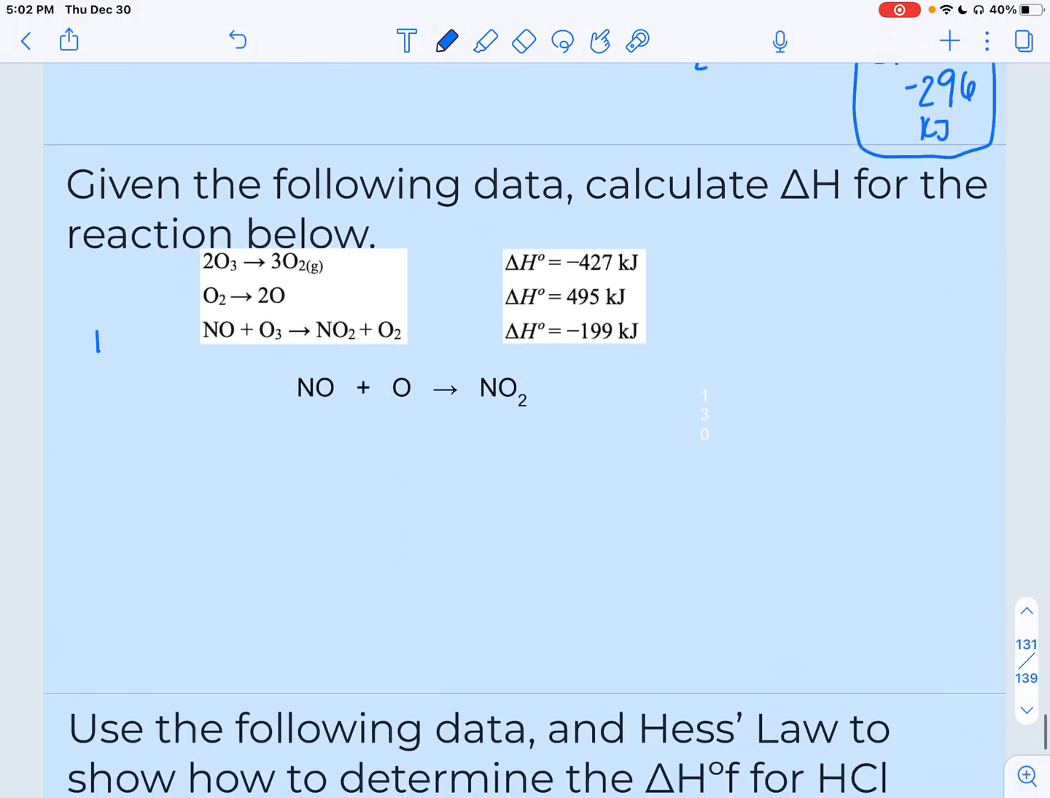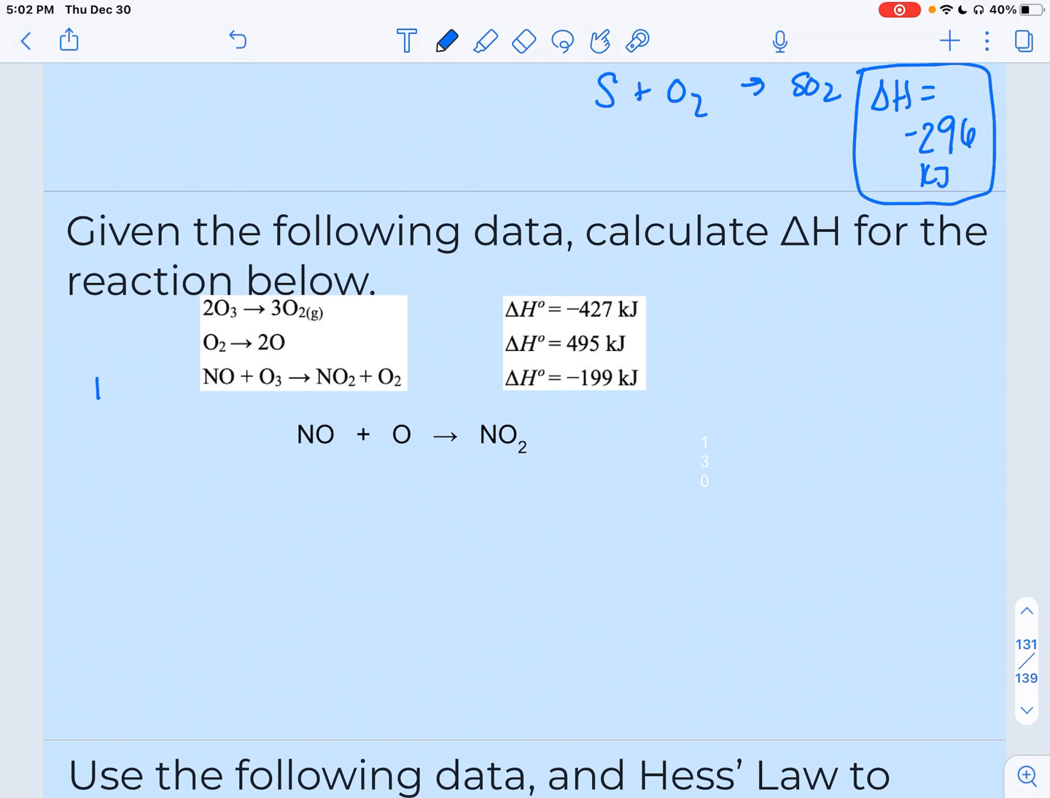All right, so here is another one. And they do give you the overall reaction, but there are 3 here. And I'm not going to go in order here. Okay, if I do go in order, you'll see automatically that I have no idea what to do with this first one because I don't have O3 or O2 in my overall reaction. So I'm not going to look at that.